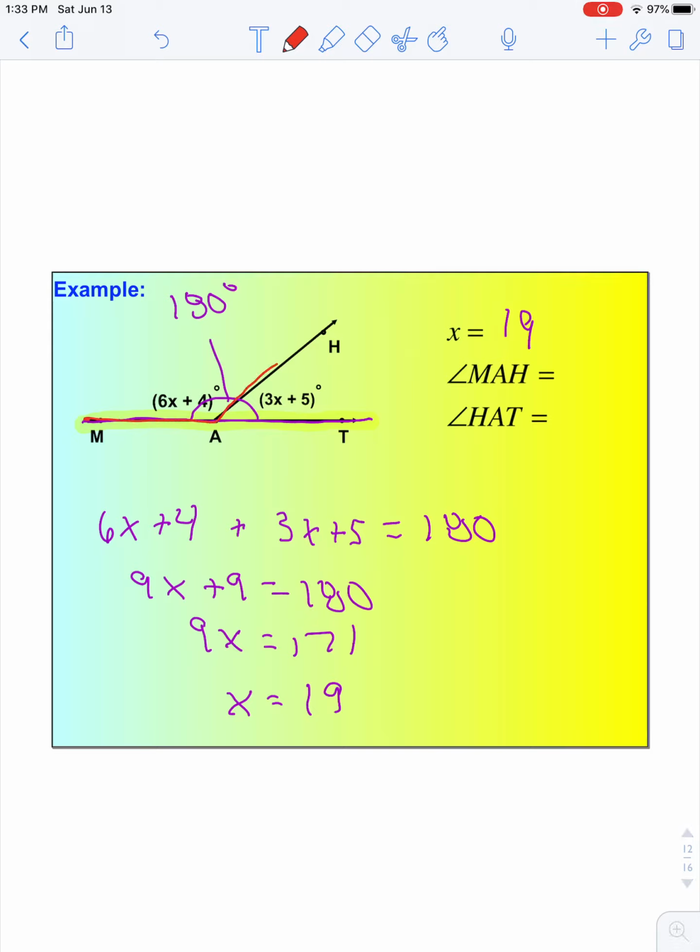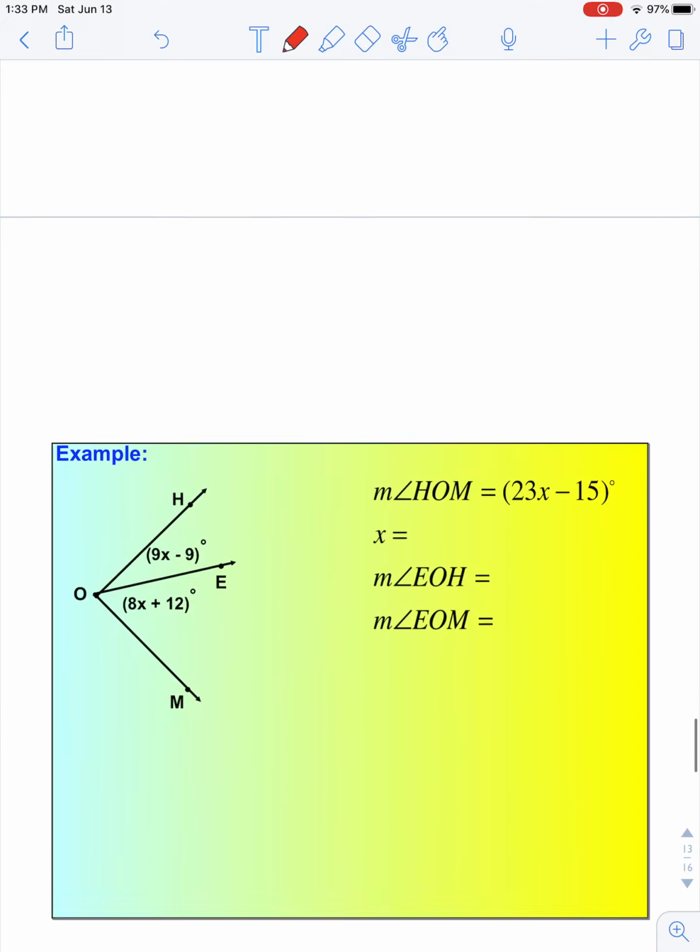So MAH is this angle right here. So I'm going to take 6 times 19 plus 4, and that will give me 118 degrees. I could just subtract from 180 right there, or I can take 3 times my value of x and add 5. And that should give me 62 degrees. Either way for that, because we didn't have any rounding on that one.